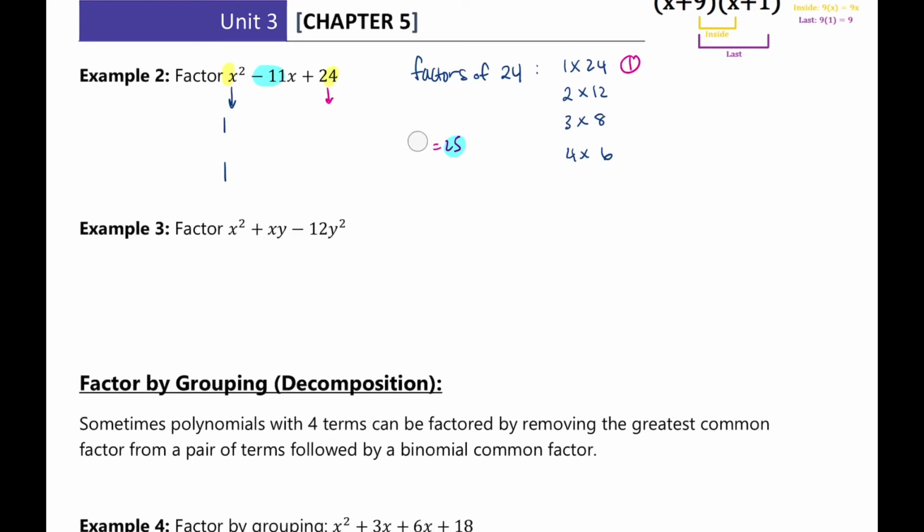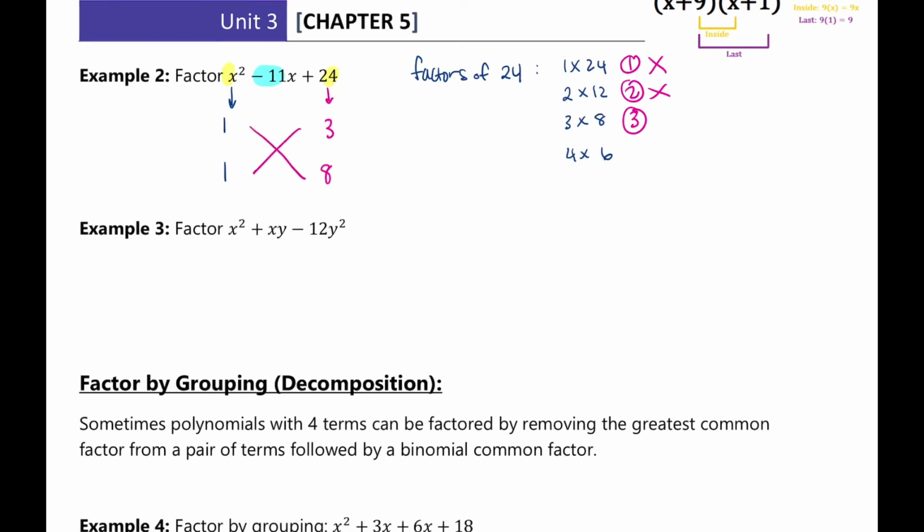Let's pick another set, number 2. So let's write 2 times 12. Let's cross multiply and add. We get 1 times 12 is 12, plus 1 times 2 is 2, 14. Still a bit off, and so this won't do, so no to that. So let's pick the next set of numbers. We have 3 and 8.